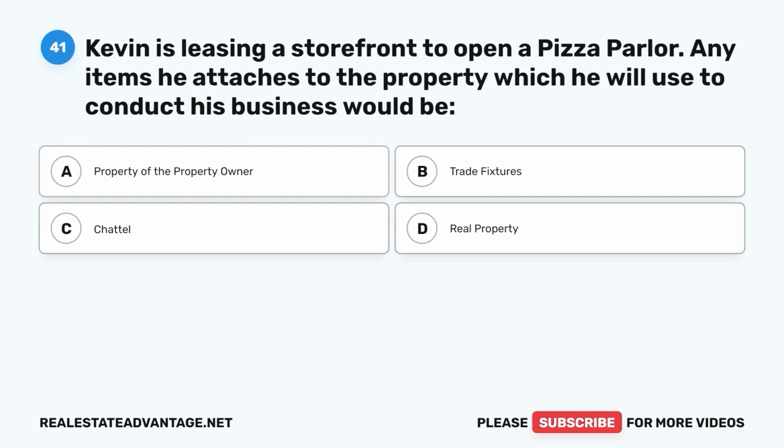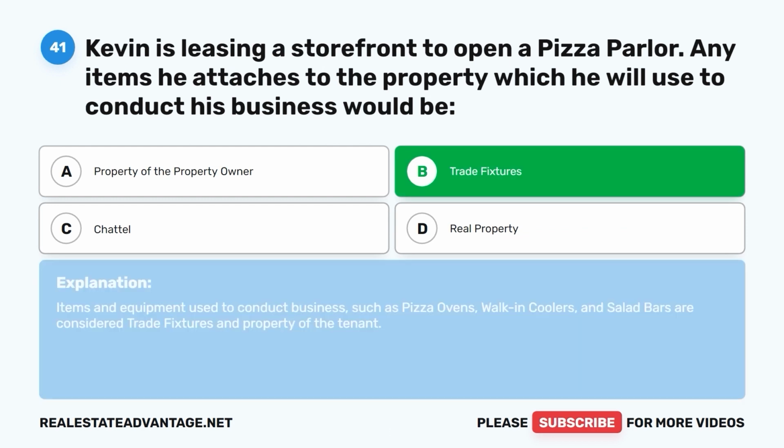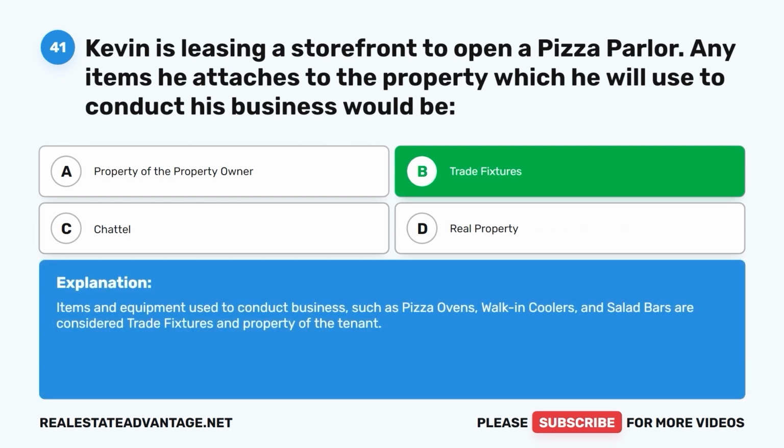Question 41. Kevin is leasing a storefront to open a pizza parlor. Any items he attaches to the property which he will use to conduct his business would be: A. Property of the property owner, B. Trade fixtures, C. Chattel, D. Real property. The correct answer is B, trade fixtures. Items and equipment used to conduct business, such as pizza ovens, walk-in coolers, and salad bars, are considered trade fixtures and property of the tenant.